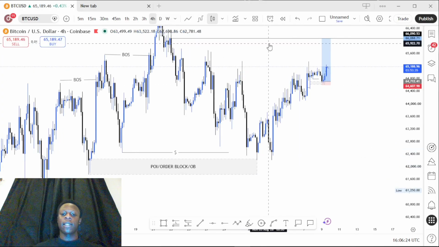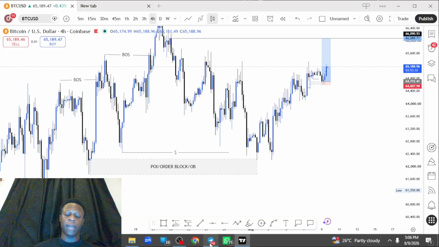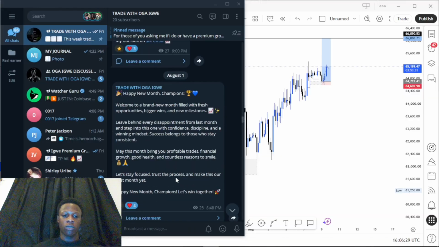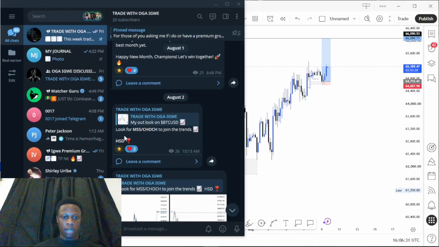And I also replied to that post in my group. And guess what I said? I said, look for MMS, change of character, to join the trend.